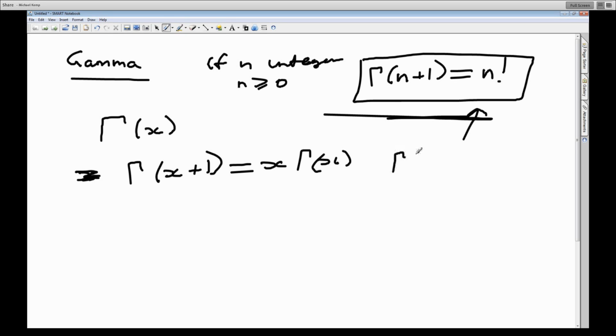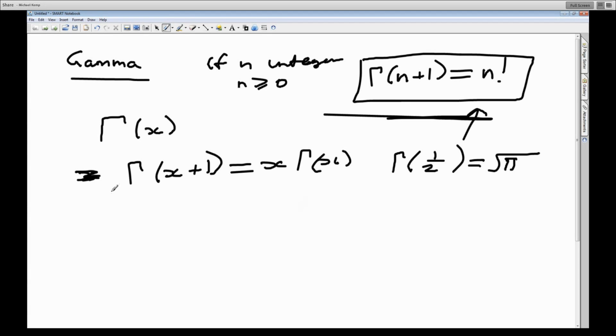Another special case, which is worthwhile emphasizing, is that gamma of a half is the square root of pi. And that's useful from time to time because basically it gives you some sense of the factorial of, say, minus a half. But you get factorials of other fractions, as half fractions, that way as well. So that's the key properties of the gamma function.